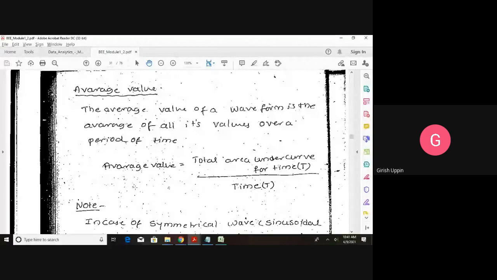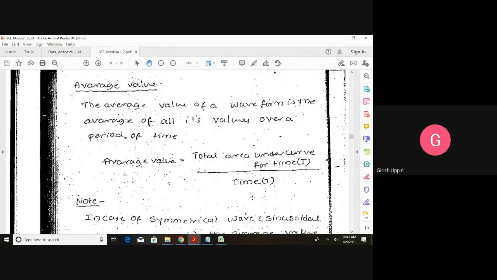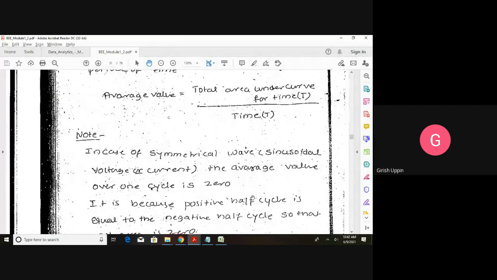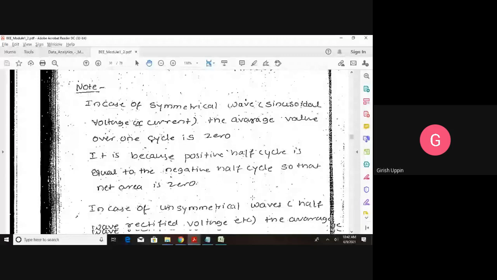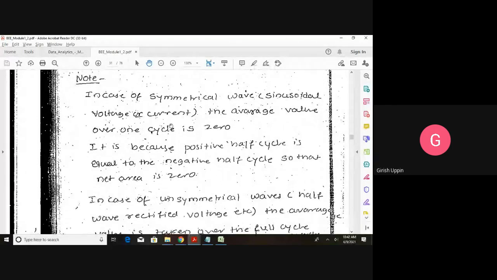So therefore, average value is equal to the total area under the curve for time t, meaning whatever the area is. I will show you the waveform, what area we are talking about, divided by the time period. In this case, it would be the half cycle if it is a sinusoidal waveform. In the case of a symmetrical wave, that is sinusoidal voltage or current, the value over one cycle is 0, because the positive half cycle is equal to the negative half cycle, so the net area is 0.